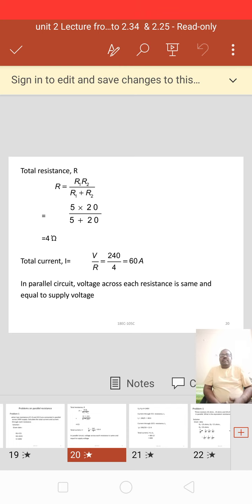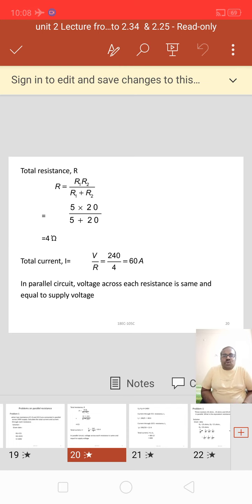Here it is given that resistors are connected in parallel. So formula for resistance R equal to R1 R2 by R1 plus R2, that equal to 5 into 20 by 5 plus 20, that is equal to 4 ohms. Total current I equal to V by R from Ohm's law. So V equal to 240, R equal to 4. So 240 by 4 equal to 60 amperes.